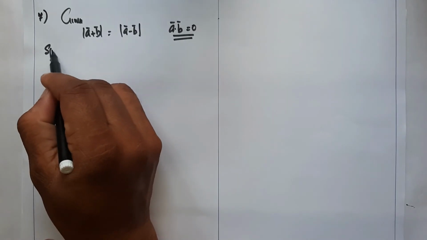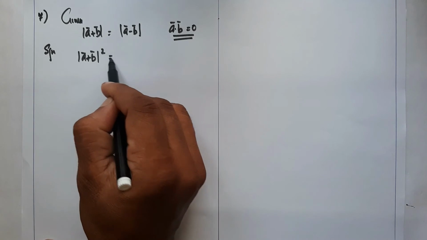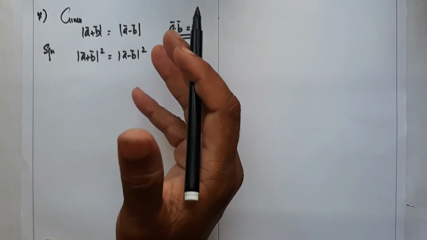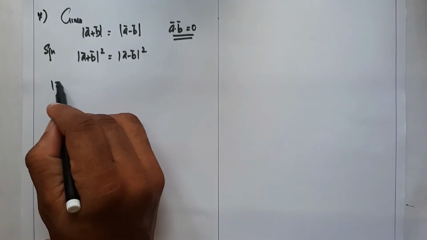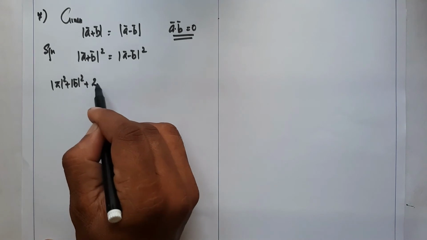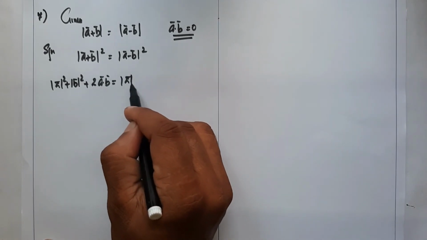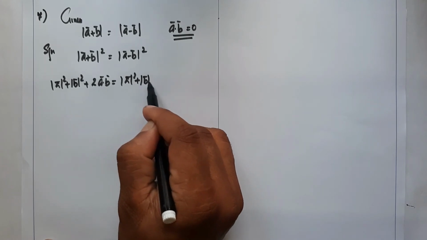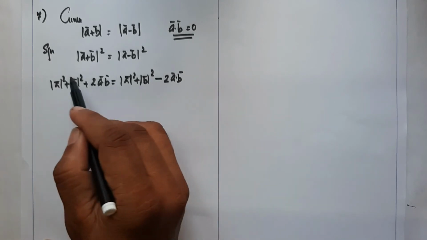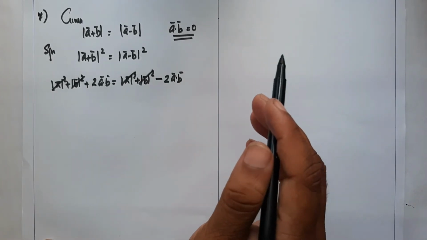So first of all, use squaring on both sides, and therefore A plus B whole square is equal to A minus B whole square. Then we apply the identity. We get mod A square plus mod B square plus 2 A dot B. Similarly on the right side, mod A square plus mod B square minus 2 A dot B. Here mod A square and mod B square, being scalar quantities, cancel.